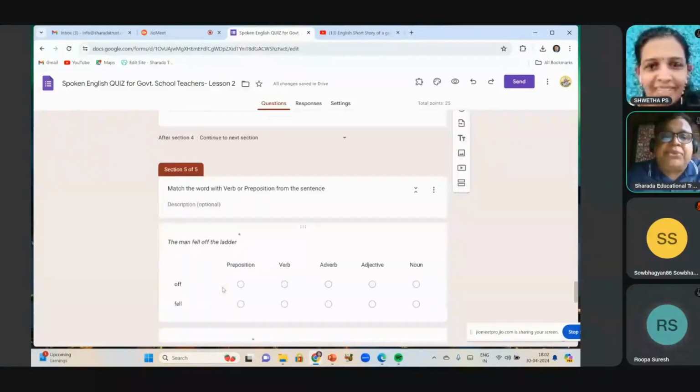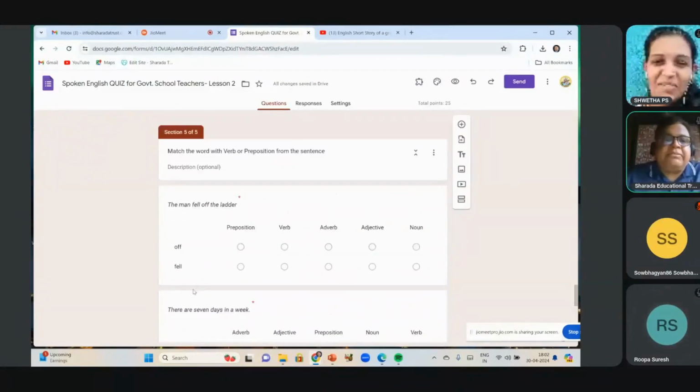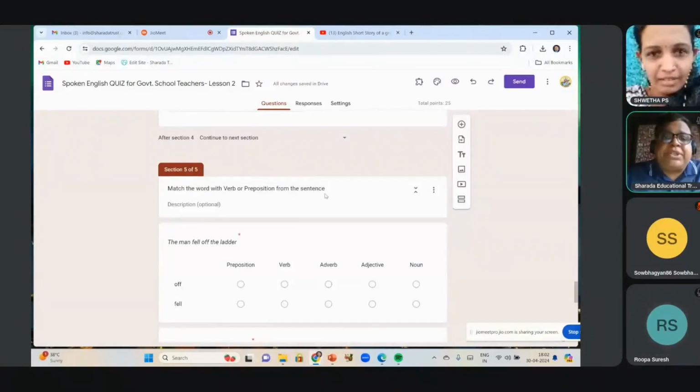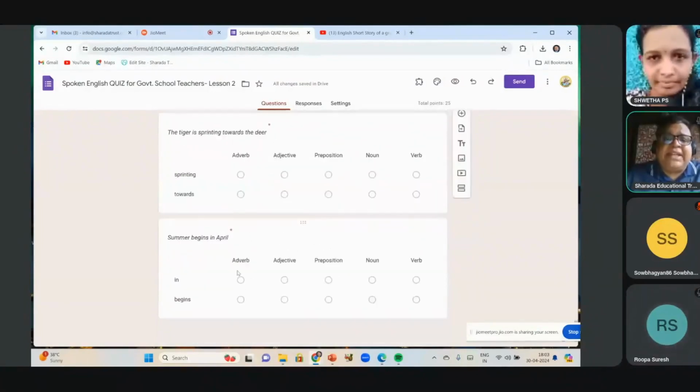So this time, I'm sure I want nobody to get 100%. And section 5, this one is very easy again. You have to match the word with the verb or preposition from the sentence. It's very easy. You have to tell what is fell, what is off, is it a verb or preposition. So this is again very easy, optional.